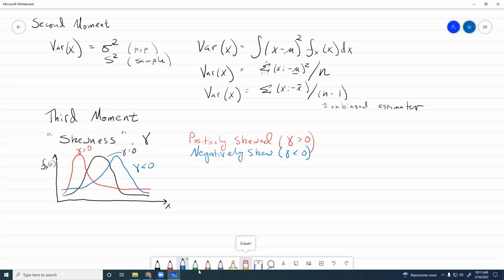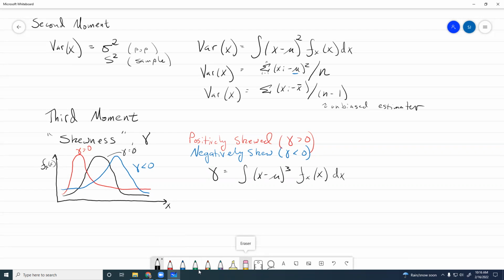So we're not going to do the calculus here, but the calculus would just be x minus mu to the third. Well, I'll just write it out really quickly. Gamma is equal to x minus mu to the third. You can see there's a pattern here now. Squared was the variance, cubed is the skewness. This is not something we're going to necessarily do, but I just want to show it to you.